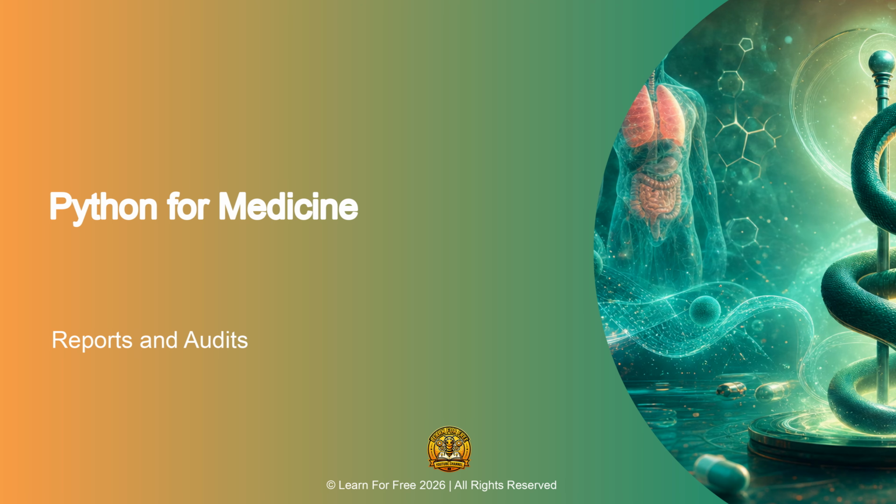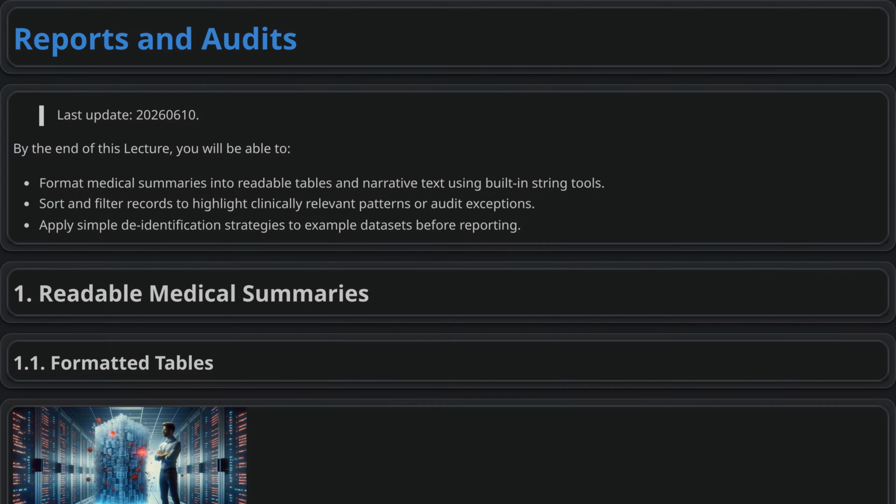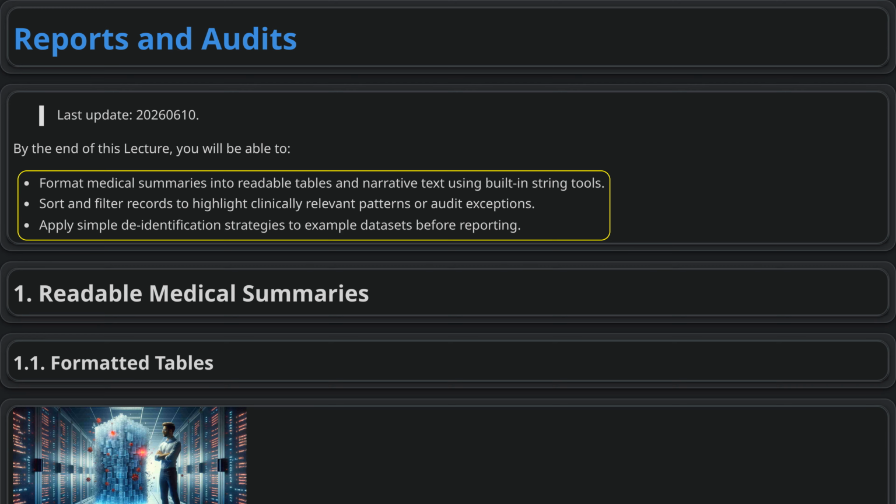Module 4, Lecture B, Reports and Audits. By the end of this lecture, you will be able to format medical summaries into readable tables and narrative text using built-in string tools, sort and filter records to highlight clinically relevant patterns or audit exceptions, and apply simple de-identification strategies to example datasets before reporting.